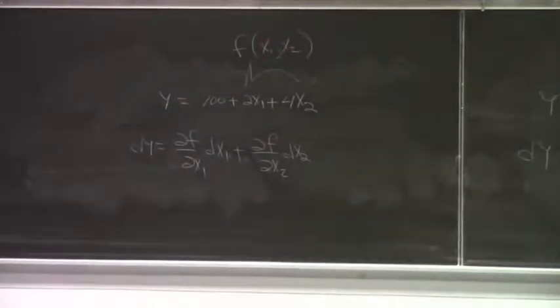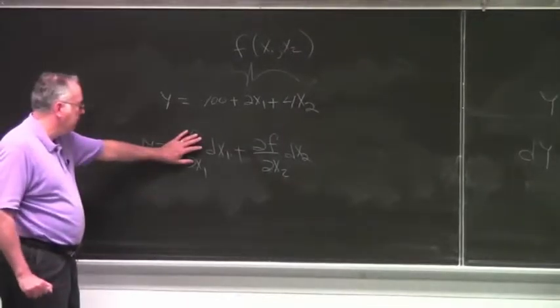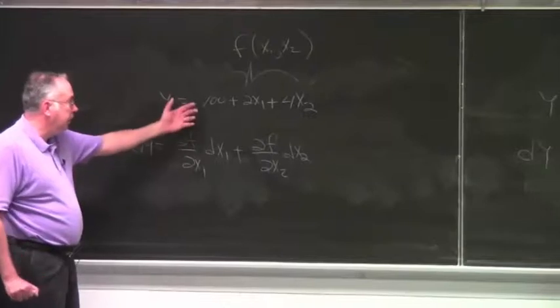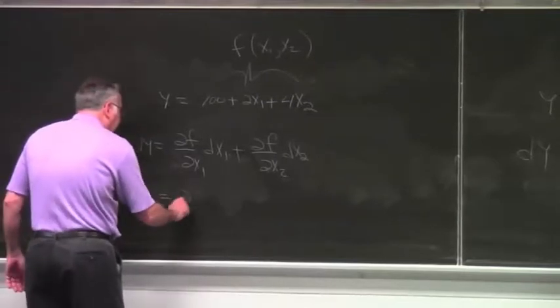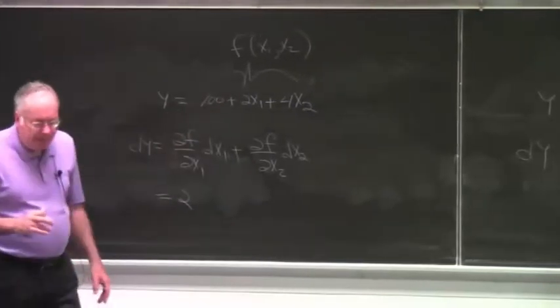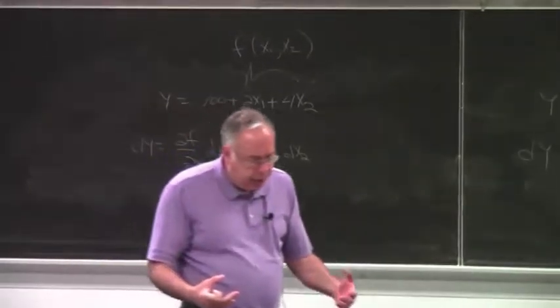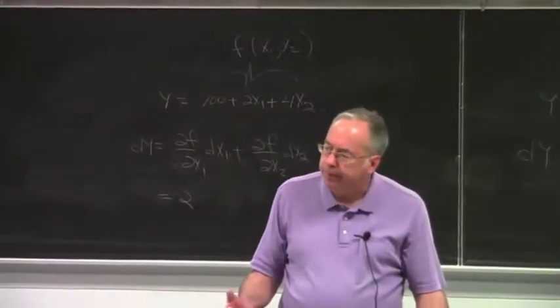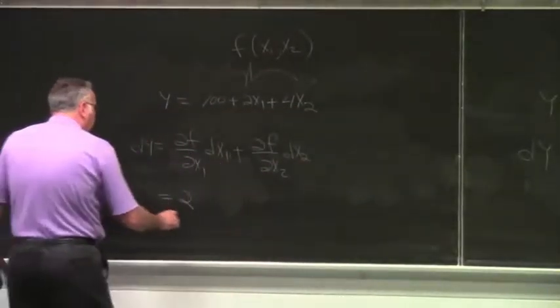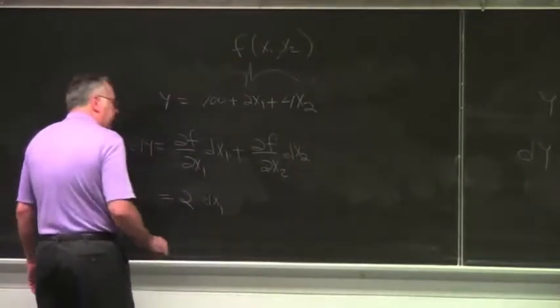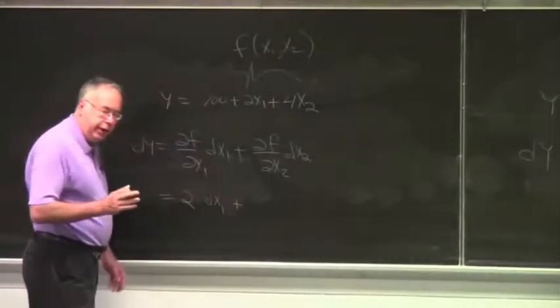Now, in this case, what is partial f partial x1, David? What is partial f partial x1? 2. Yeah, just take the partial derivative of this function with respect to x1. And what this means, since this is a simple linear function, it means y increases by 2 units for every 1 unit increase in x1. So dx1, we'll just keep it as it is, because that could be positive or negative.